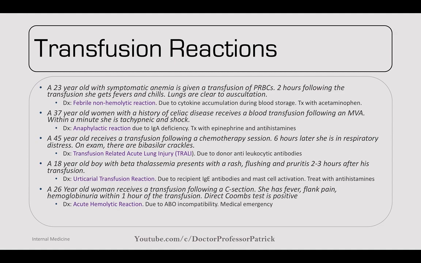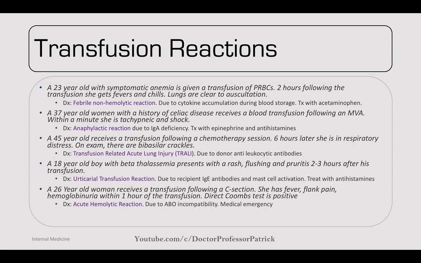Next, there's a 45-year-old who receives a transfusion following a chemotherapy session. 6 hours later, she's in respiratory distress, and on exam, there are bibasilar crackles. This can be a transfusion-related acute lung injury, or TRALI, and this is due to donor anti-leukocyte antibodies.